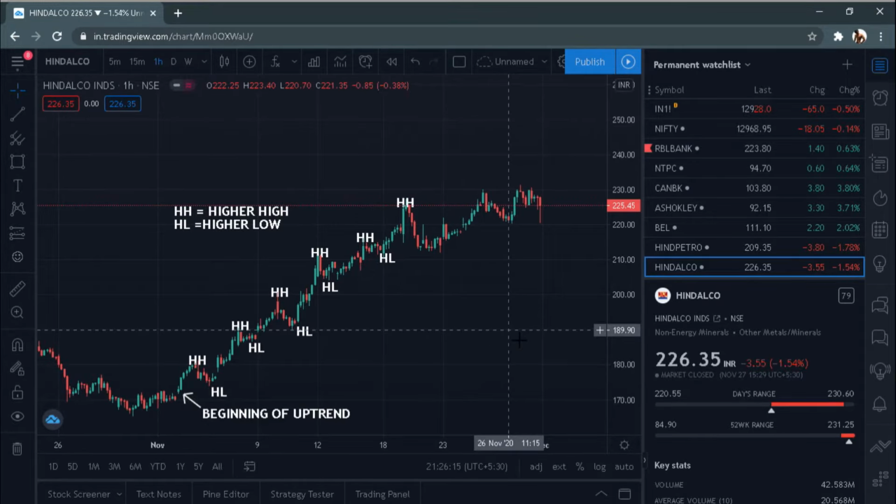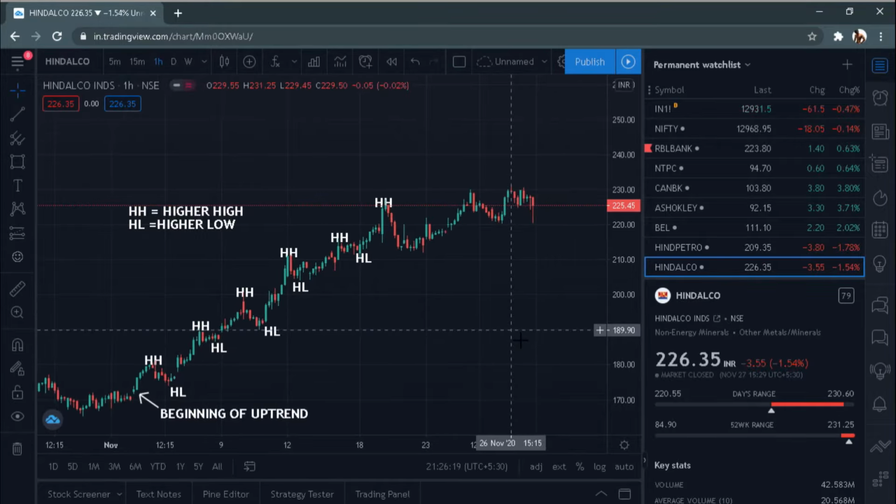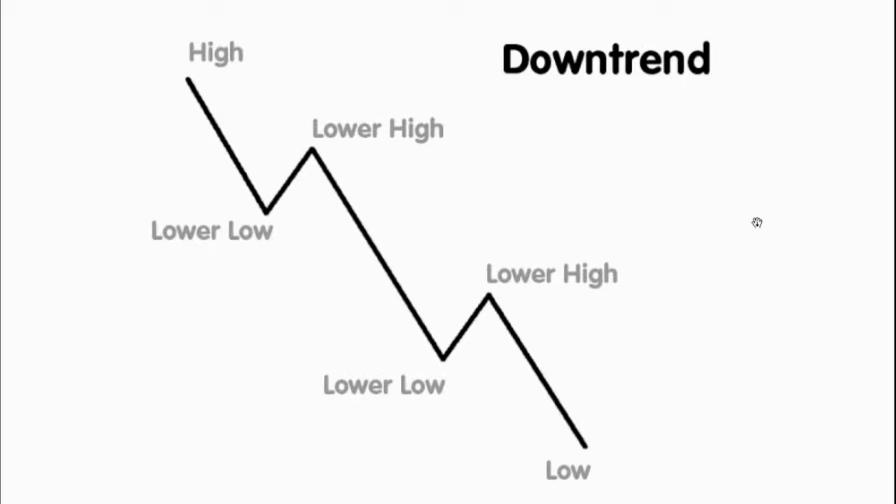So this was a real life trend analysis of an uptrend. Now we will move to the downtrend. Right, so now we will analyze the downtrend. If you have understood the uptrend, you will easily understand the downtrend, because the downtrend is basically the opposite of the uptrend. Like the uptrend consisted of higher highs and higher lows, the downtrend consists of lower highs and lower lows. So let's start here.